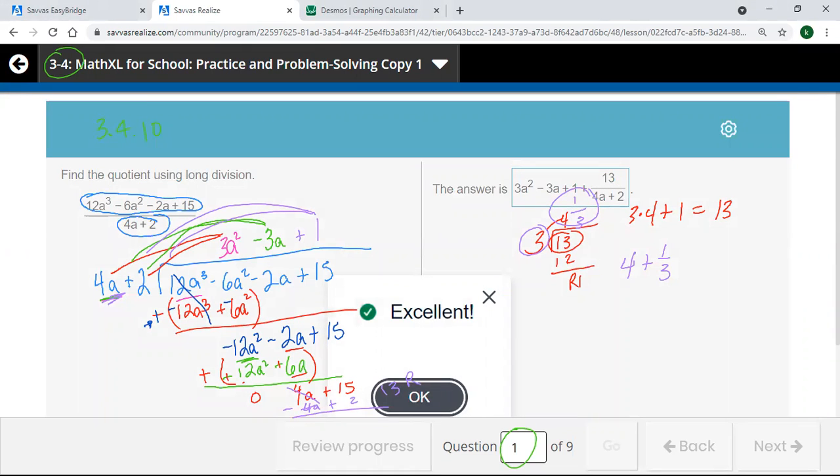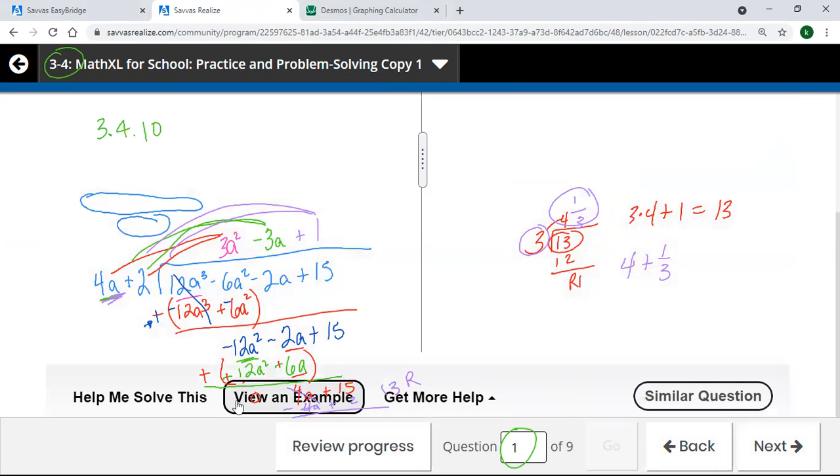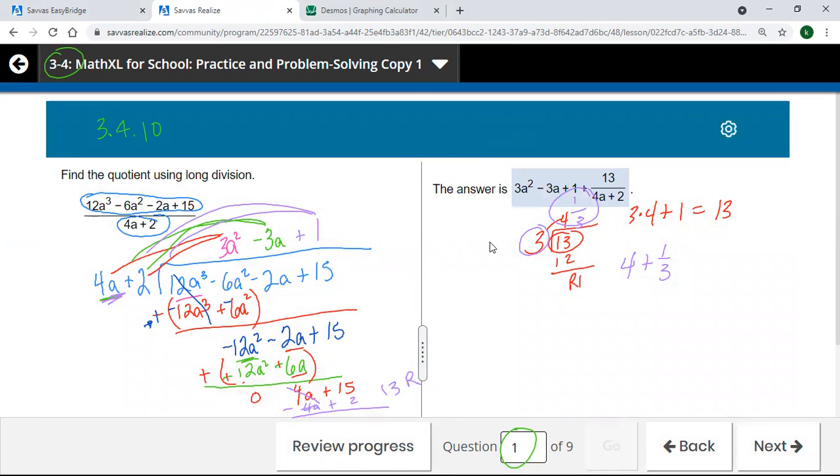And that's how you do long division. Hopefully that helps you out. If you need a little more help, don't forget down here at the bottom, you've got your view an example, help me solve this. Those give you some other ways other than this video to help figure out the problem. Keep after it, you can figure it out. Don't give up.